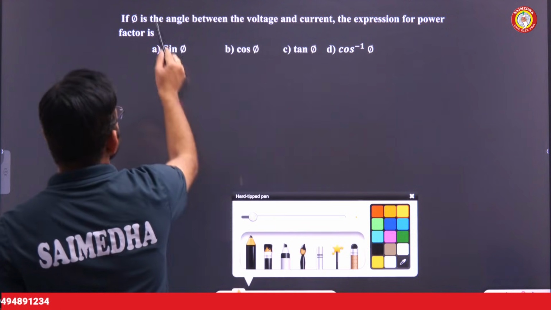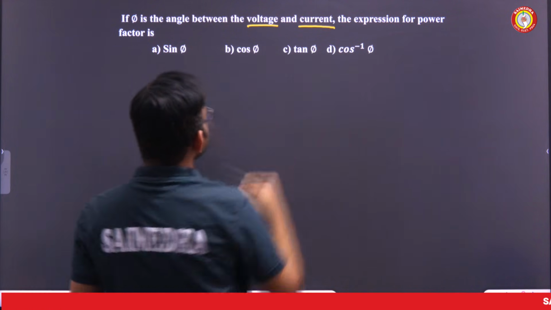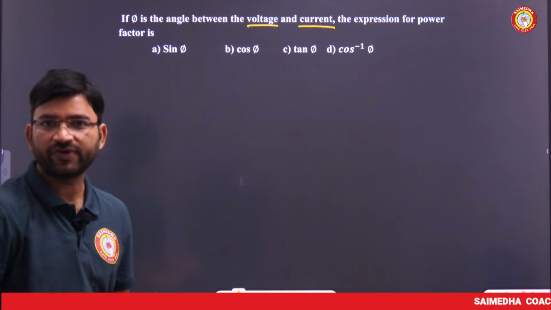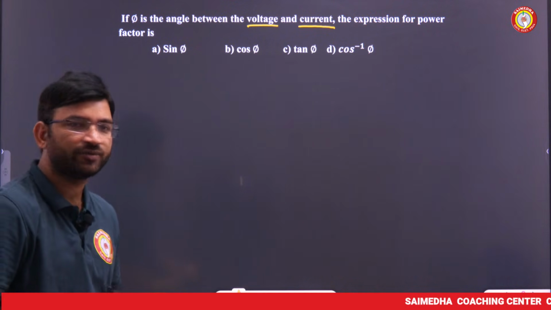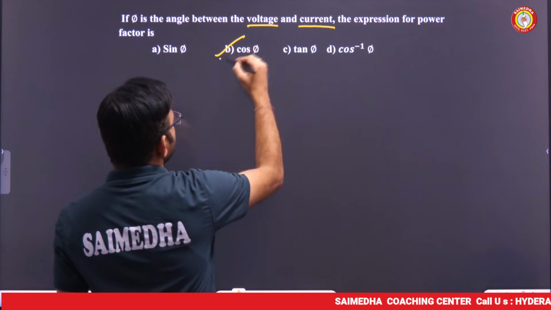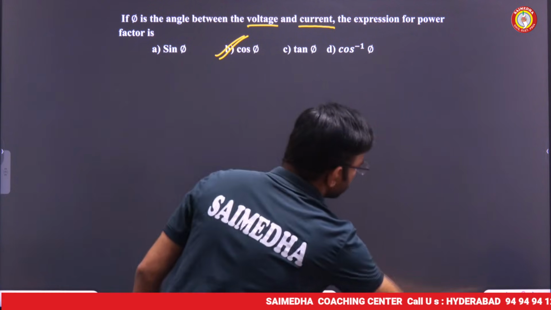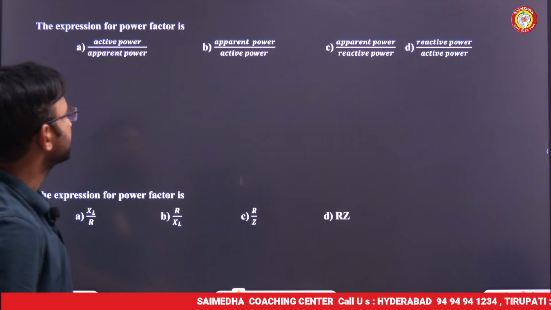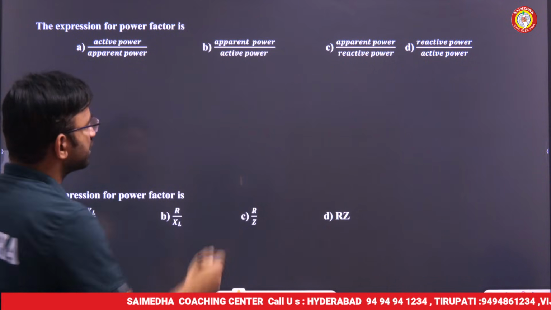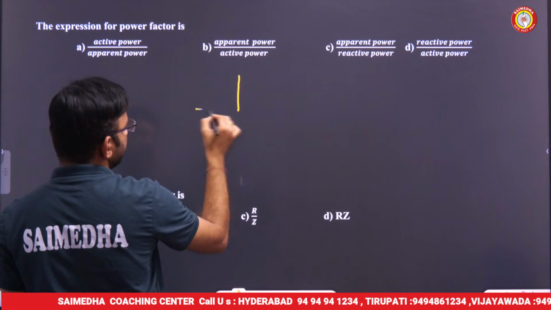What they ask: phi is the angle between voltage and current. Expression for the power factor. Power factor is nothing but cos of the angle between the voltage and current only. So it is nothing but cos phi. Next, expression for the power factor. This is from the power triangle they are asking.